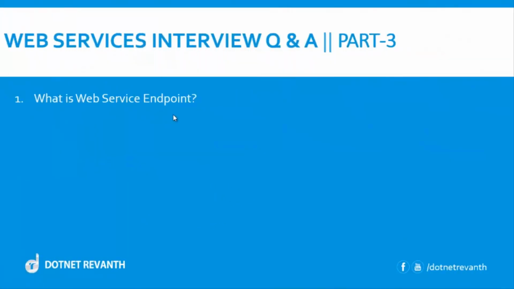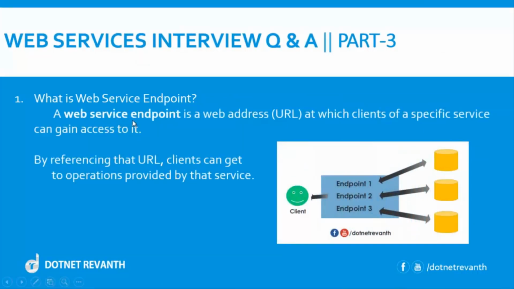What is a web service endpoint? A web service endpoint is a web address, generally termed a URL, Uniform Resource Locator, at which clients of a specific service can gain access to it. By referencing that URL, clients can get to the operations provided by that service. So when we look at this picture, the client is able to communicate with the web service through this endpoint.